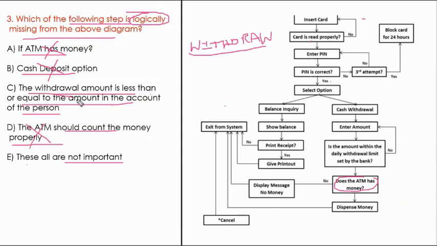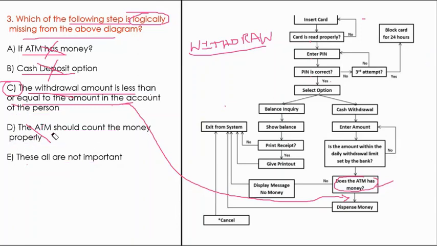But option C is the withdrawal amount is less than or equal to the amount in the account of the person. See, this seems very, very important, because if this is placed here, it makes sense, right? It checks, does the ATM have money? Yes. If it has money, then it will go to the next step, that is, whether the account holder has a sufficient amount in his account. If there is no amount in his account itself, then what will be the use, right? So that's why this process can be added here, so that it would be logically correct.